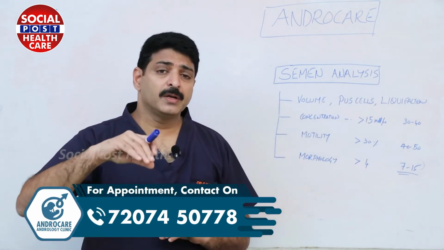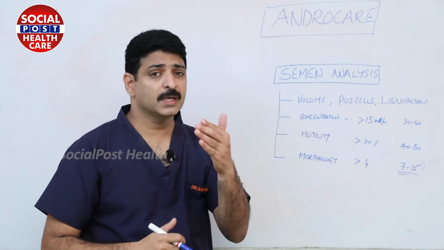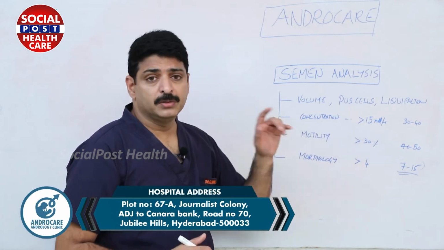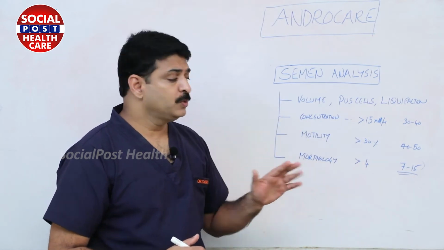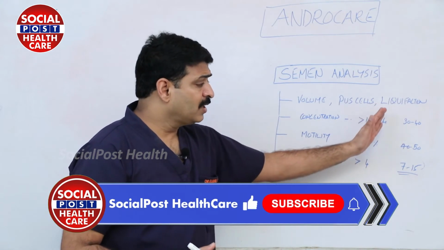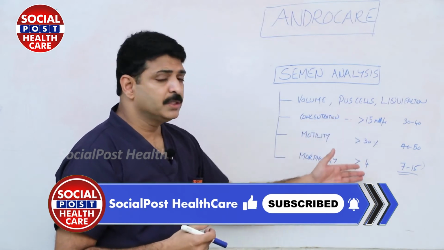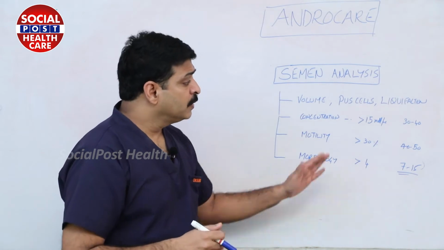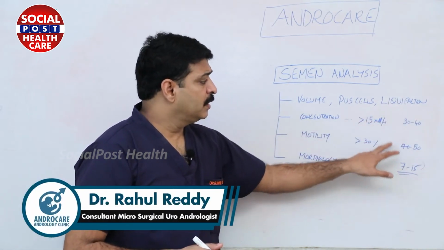So next thing is concentration. There are two things in a semen analysis sample: one is total concentration, second one is concentration per ml. For us, concentration per ml is important. Now the concentration minimum reference value should be more than 15 million per ml. And this is not a normal range. The World Health Organization has given these ranges based on their latest research figures.